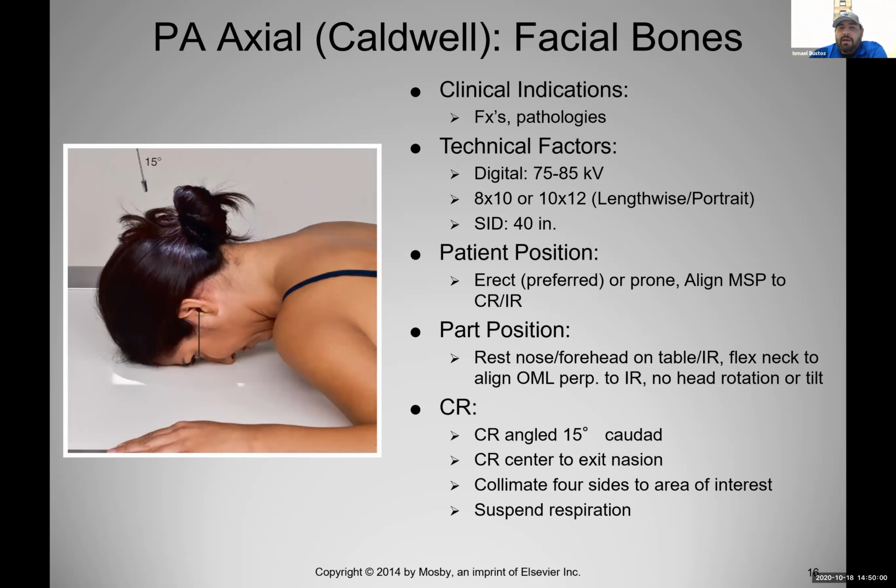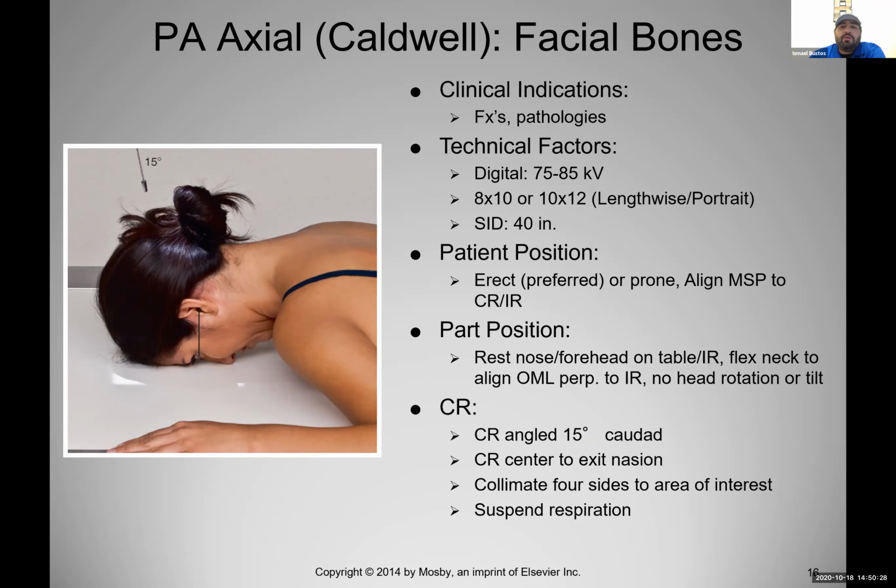So when we look at this, we position this patient, we're going to do the exact same thing we've done for all PA Caldwell projections. What two structures need to be on the image receptor? Forehead and nose. What positioning line needs to be perpendicular to the image receptor? OML, right? What is the angle formed between the OML and the CR? 15 degrees, right? That's what makes it a Caldwell. Remember, you're going 15-degree caudad.